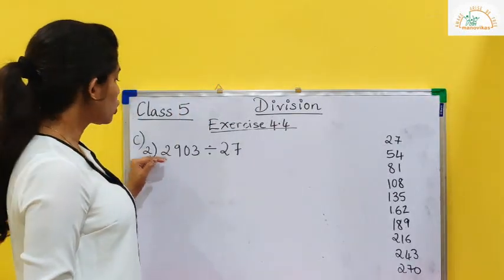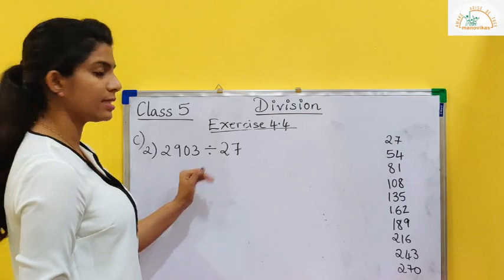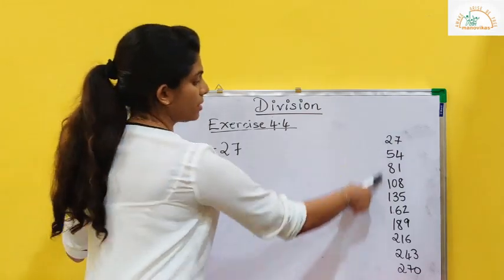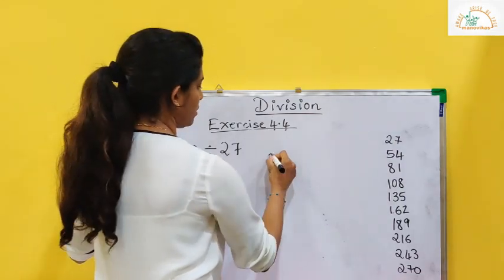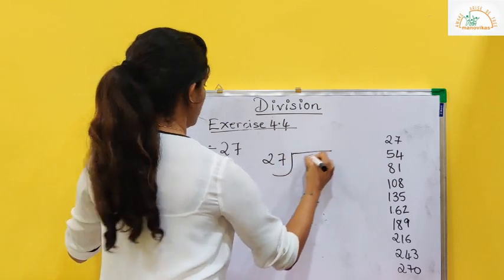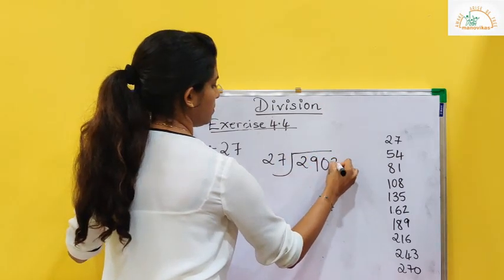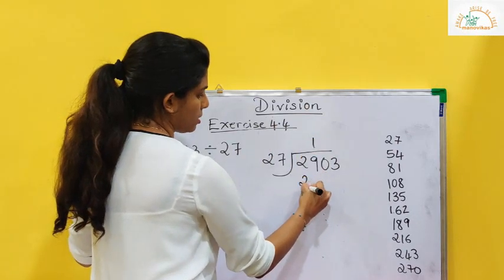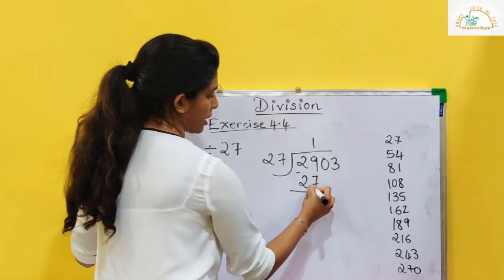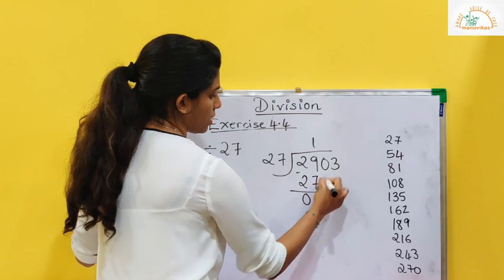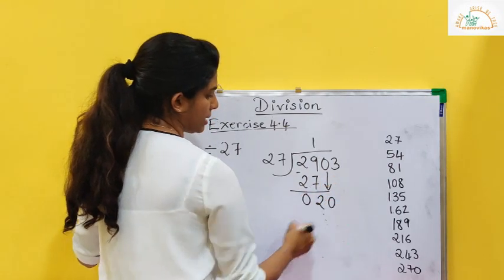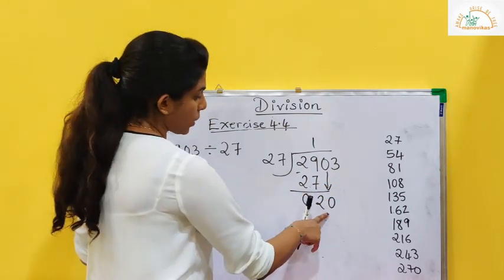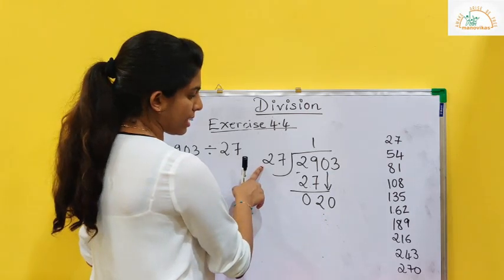Second one. 2903 divided by 27. So I have written the 27 times table here. So let's solve it. Now 29. So 27 1s is 27. Subtract it. I get 2. Bring down 0. Now again 20 is smaller than 27.